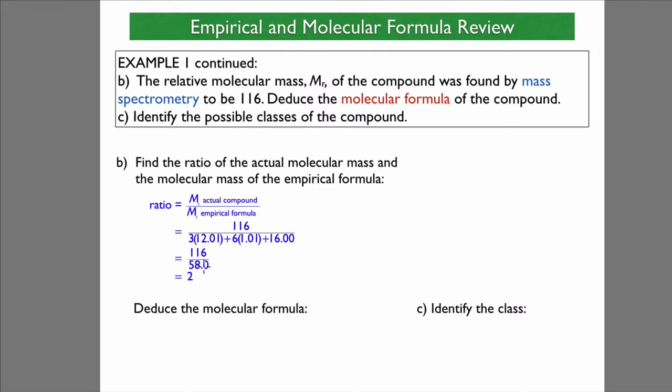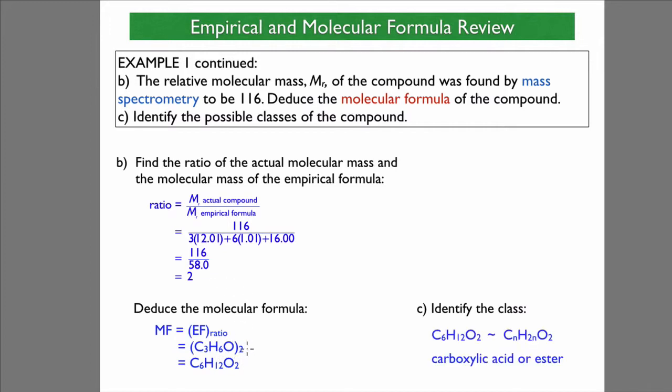Add them together, it was 58. When you divide 116 by 58, you get 2. And so we know that the molecular formula is twice the empirical formula. The empirical formula is C3H6O. The molecular formula will be C6H12O2. And so we've got 2 oxygens, so we can guess that it's going to be a carboxylic acid or an ester.